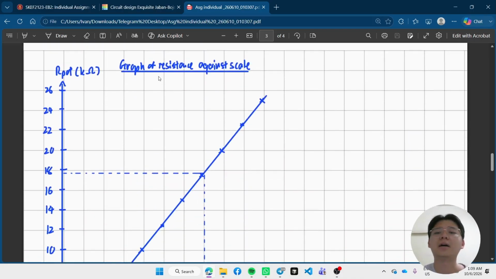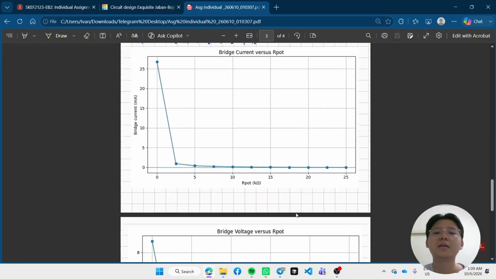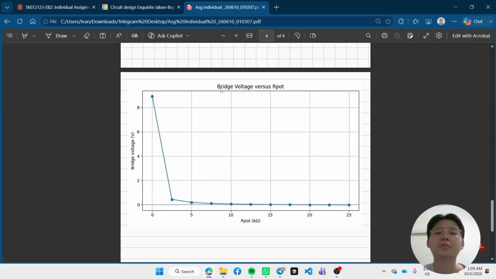So this is my graph of resistance against scales. Next is current versus R port, using Matplotlib to do it, you can see we can reach the difference. Also, this one is the voltage versus the R port. So that's all for me. Thank you.